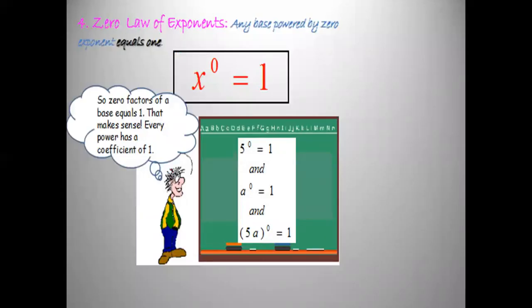Now the fourth law is zero law of exponent. Any base powered by zero exponent is equal to 1. That means any number whose power is 0 is equal to 1. Let's see the example. 5 raised to the power 0 is equal to 1. Any variable also you can take. That is a raised to the power 0 is equal to 1. And if we are taking constant as well as variable together and both are raised to the power 0, then also it will be 1.